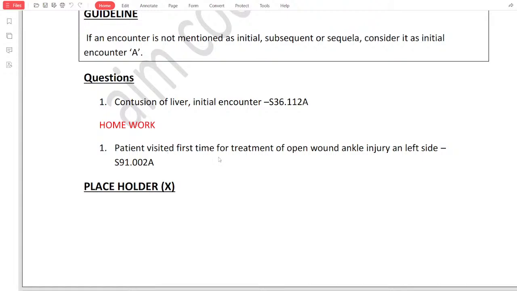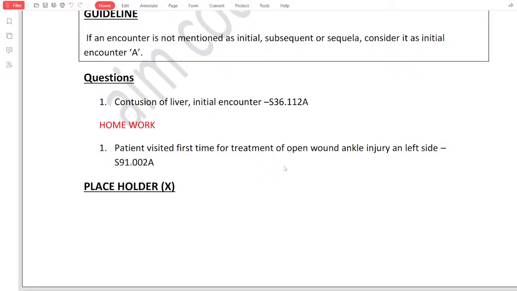A patient visited first time for treatment of open wound ankle injury on the left side. So this is also an initial encounter statement because here the physician has not directly mentioned initial encounter. They have mentioned the condition only. A patient visited for first time. So in every report, if a patient visited the hospital first time for a treatment, you can take A as an initial encounter. Okay, first time visit, first time admission, first time visit is represented by the alphabet A.